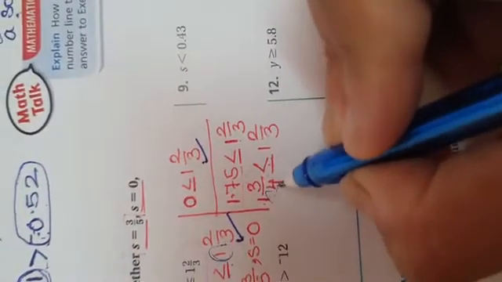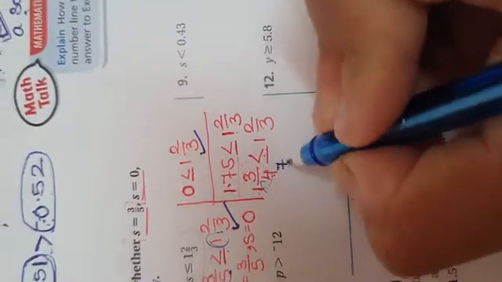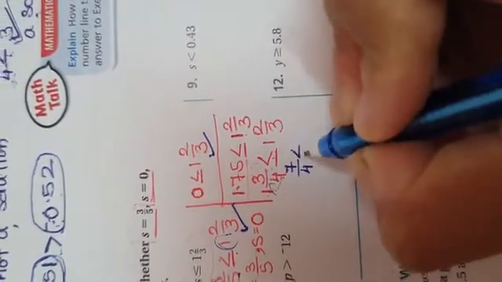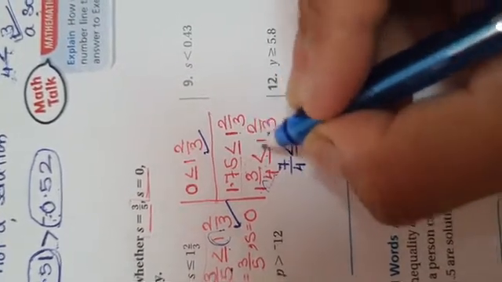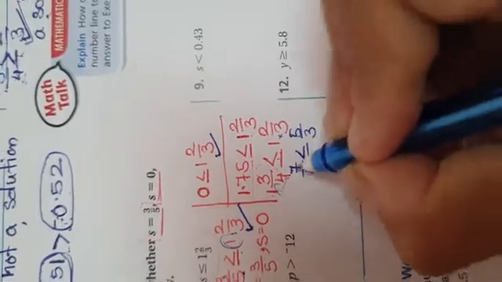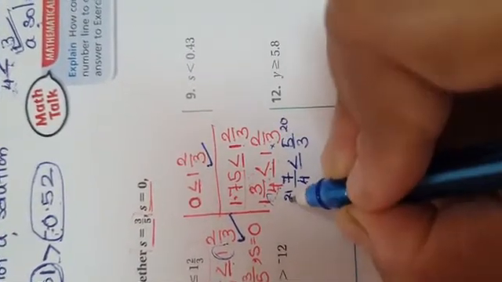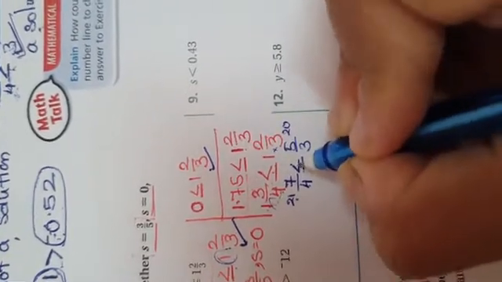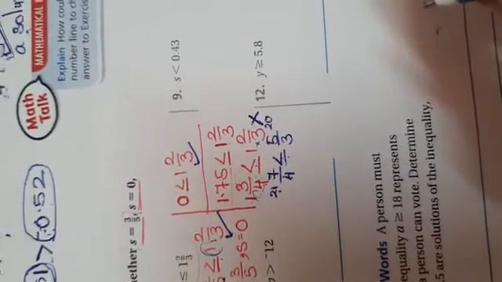How do we do it? Let's change this to an improper fraction. 4 ones are 4, plus 3 is going to be 7 over 4. Is it less than or equal to, 3 ones are 3, multiply them and add, 5 over 3? 3 sevens are 21, 4 fives are 20. So is 21 less than or equal to 20? Of course not. It's wrong, right?